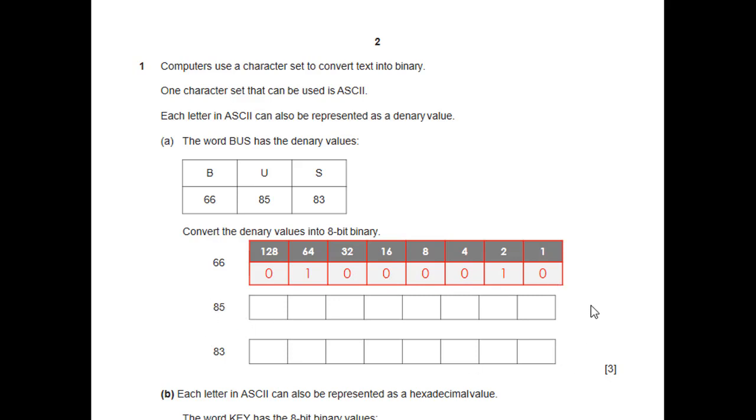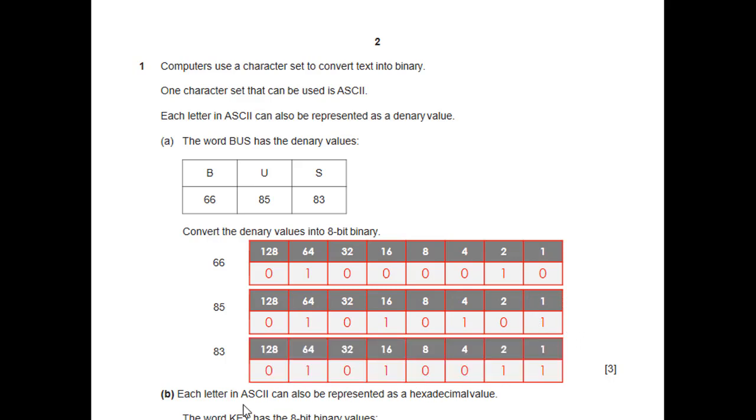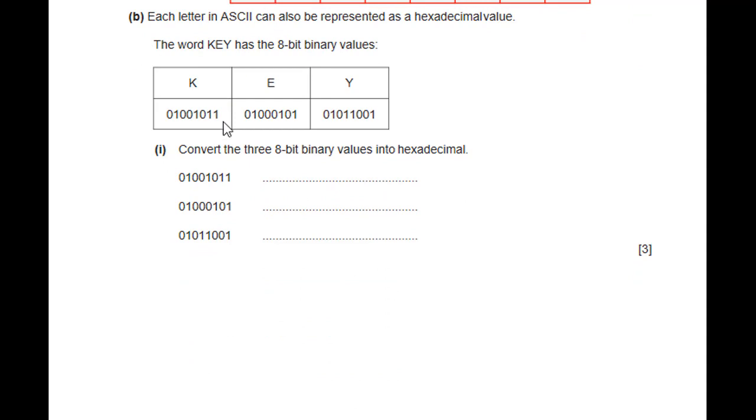Now the same process needs to happen for 85. Obviously we're going to use this grid, and 85 would be 64 plus 16 plus 4 plus 1. And again, very similar for 83, 64 plus 16 plus 2 plus 1. So for these kind of questions, it's easier to either draw this binary grid on the exam paper somewhere, or ask for a separate sheet of paper where you can draw the grid and do the working out.